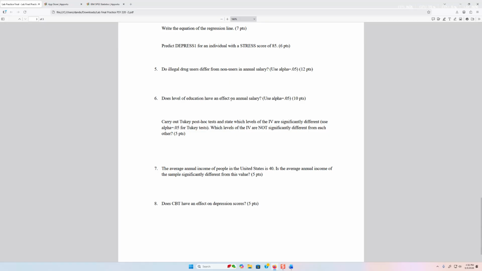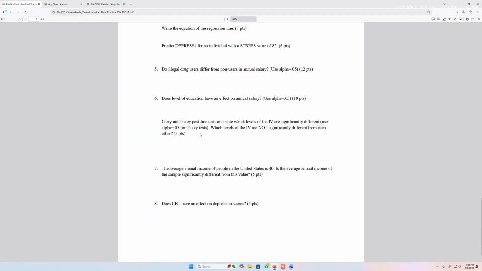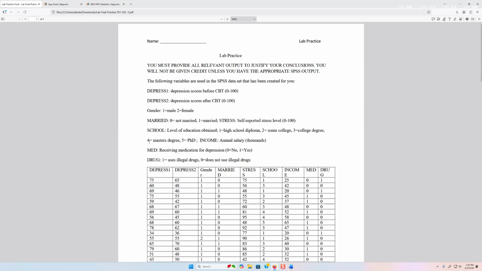Does level of education have an effect on annual salary? Okay, so education, that's our grouping variable. How many levels does it have? Let's look. Level of education: high school diploma, some college, college degree, master's degree, PhD. So there are 5 categories here, 5 groups. And we're looking at annual salary as our dependent variable.